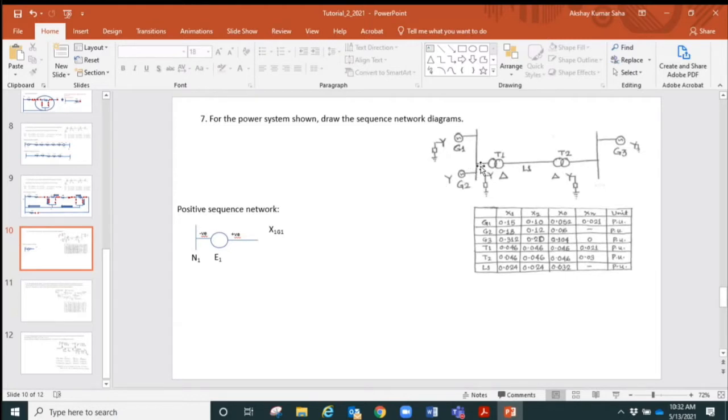Then from the common bus bar, we have a star delta transformer. One side of the transformer, this side connected to the bus bar, is star connected and grounded through a reactance or impedance. The other side is delta connected. Then we have a line for which we also have the reactances shown here, x1, x2 and x0.